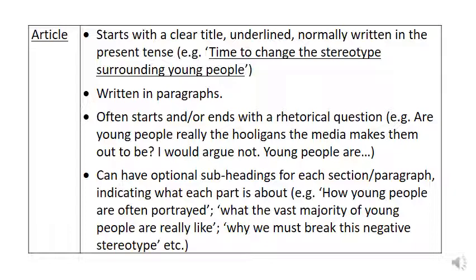It often starts and or ends with a rhetorical question, basically to indicate what your article is probably going to be about. So for instance, are young people really the hooligans the media makes them out to be? I would argue not. Young people are. Okay, so you're indicating with a rhetorical question that you then direct the answer to show what your article is about. It can also have optional subheadings for each section or paragraph, indicating what each part is about. Often in articles you have these indicators as subheadings to show that this paragraph is basically going to be on this topic. Okay, so I'm going to suggest that you pause here and take some notes about the main features of an article.